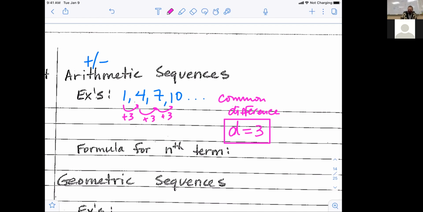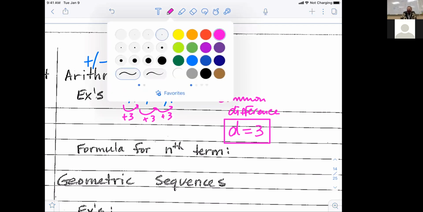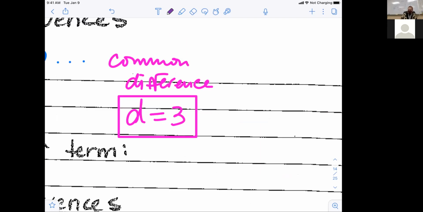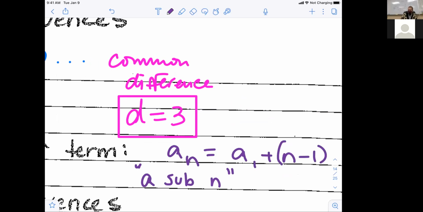What I was just about to get ready to say was the formula for this. So we call this the explicit formula. Explicit just means as straightforward as you can get. There's a lot of terms here, so let me write it out and then I'm going to talk about it. So it goes a sub n, which I read as a sub n, a with this little n underneath it, equals a sub 1 plus n minus 1 times d.